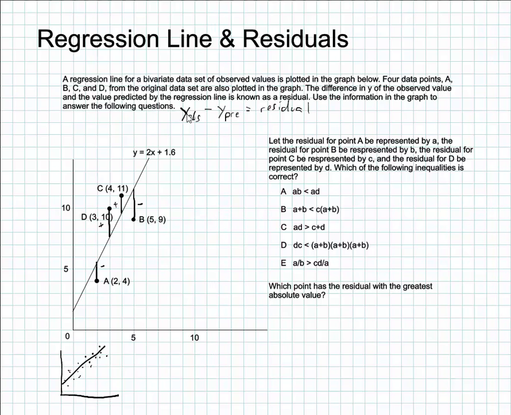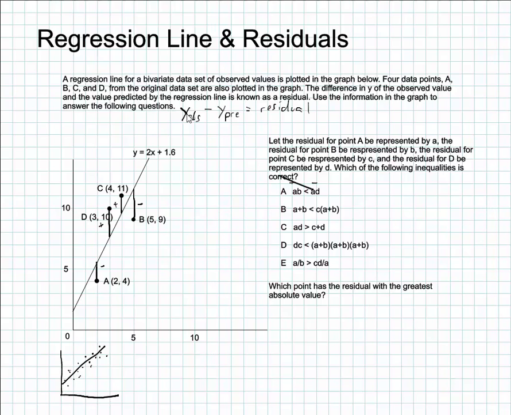All right, so with that in mind, let's actually do these problems. So let the residual for point A be represented by lowercase a, the residual for point B be represented by lowercase b, etc. So which of the following inequalities is correct? A: ab is less than ad. So a times b, conveniently we've already labeled these as negative and positive. So a times b, that's a negative times a negative, which is a positive, is less than a times d. a times d, a negative times a positive, that would be a negative. So that would be a positive is less than a negative. So no, that is incorrect.